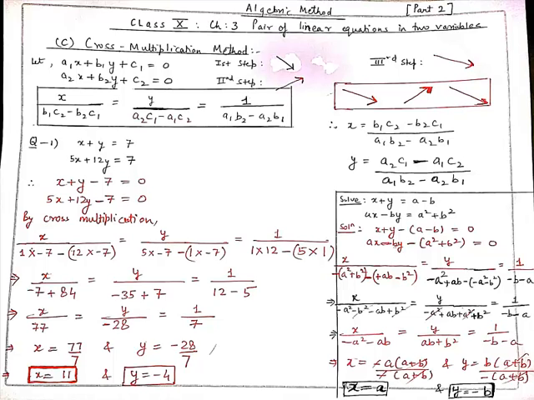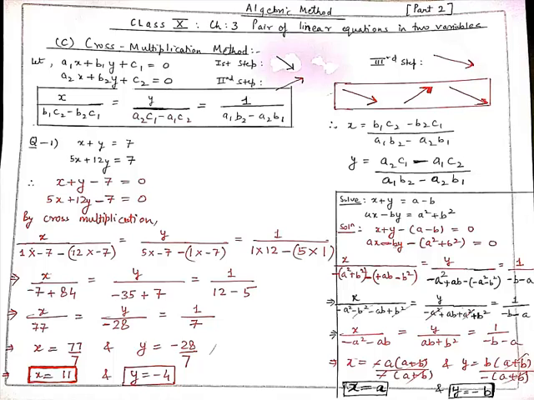So we get y upon a2c1 minus a1c2, and this is equal to 1 upon, again we will multiply upward to downward while hiding the constant term. So we get 1 upon a1b2 minus a2b1. Now students, we will equate x upon b1c2 minus b2c1 equal to 1 upon a1b2 minus a2b1. So we get x equal to b1c2 minus b2c1 upon a1b2 minus a2b1. And similarly, we will equate y upon a2c1 minus a1c2 equal to 1 upon a1b2 minus a2b1. So from here y equals a2c1 minus a1c2 upon a1b2 minus a2b1.